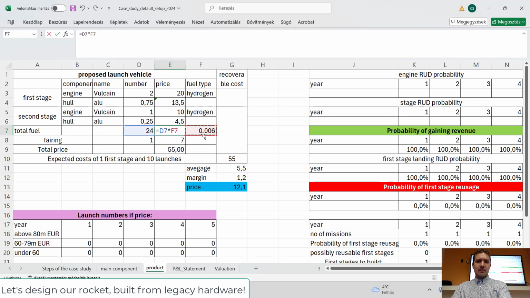Okay, so now we can see what we can recover here. We already had the aluminium data here, so we don't have to modify this one. Recoverable costs are this price plus this price. So we can recover the engine, we can recover the body of the vehicle, and the non-recoverable costs are the second stage.